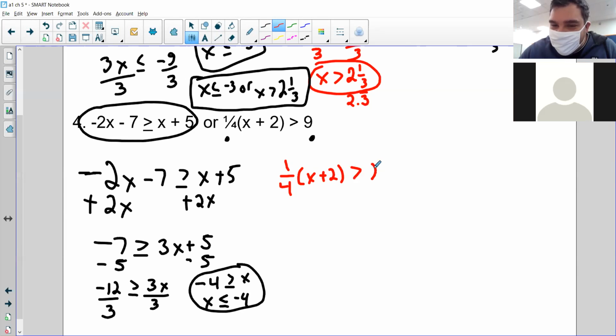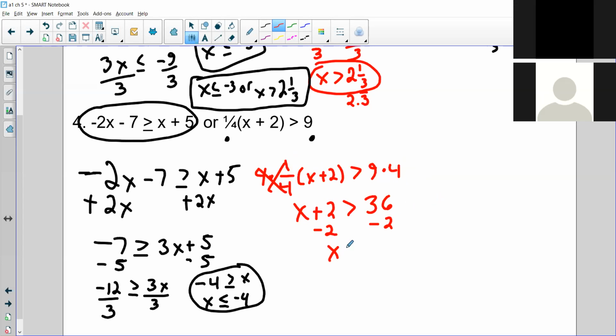I'm sorry if I was incorrect in your answer. Let's check a second. Let's see if you got both parts correct. Now I'm looking at my answer sheet and I think I made a mistake on the second part, which means I might have said you guys got it wrong when some of you might have got it right. So I'm going to times both sides by 4 to get rid of that 1/4. So I got x plus 2 equals 36. Subtract 2 from both sides, and x is greater than 34.